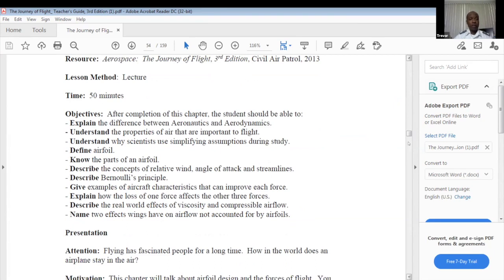Now, the objective of this section is that after completing this chapter, the student should be able to explain the difference between aeronautics and aerodynamics, understand the properties of air that are important to flight, understand why scientists use simplifying assumptions during study, define airfoil, know the parts of an airfoil, describe the concepts of relative wind, angle of attack, and streamlines. Describe Bernoulli's principle. Give examples of aircraft characteristics that can improve each force. Explain how the loss of one force affects the other three forces. Describe the real-world effects of viscosity and compressible airflow. Name two effects wings have on an airflow not accounted for by airfoils.